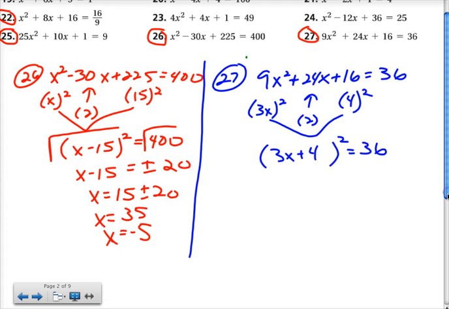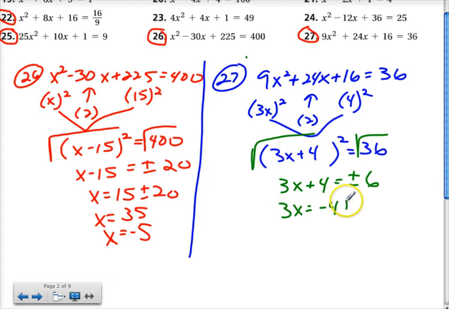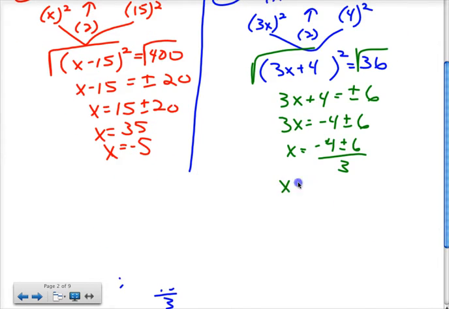Then what we need to do is take the square root of both sides, and 3x plus 4 will equal plus and minus 6. And then we go ahead and do the algebra, so 3x will equal negative 4 plus or minus 6, and divide by 3, and find those two solutions. Negative 4 plus 6 is 2, so we'll have 2/3 for one of the solutions. Negative 4 minus 6 is negative 10, so negative 10/3 for the second solution.